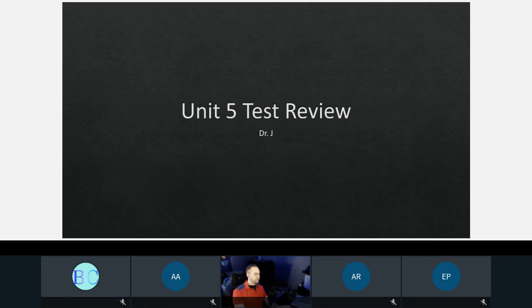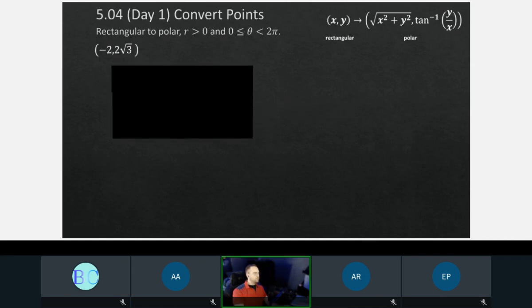All right, let's get the show on the road. All right, number one. So we have to convert points, rectangular to polar, when r is greater than 0 and your angle is between 0 and 2 pi. All right, so we want to convert this point here. Now, I give you the conversion. It's nice of me, so you don't have to hunt down for it. But rectangular to polar is just this formula. So everyone quickly convert this point into polar. Ready, go.